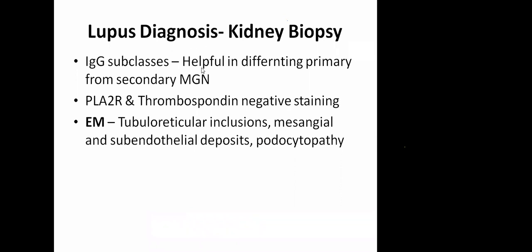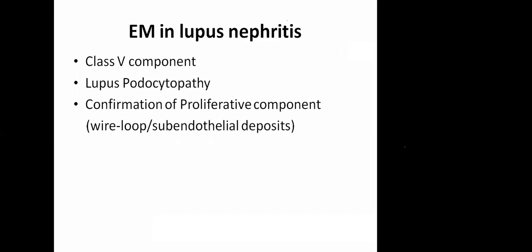So in lupus, the role of EM is practically for diagnosing lupus podocytopathy and for demonstrating if there are any tubuloreticular inclusions or mesangial or subendothelial deposits. In lupus nephritis, many times I ask for EM if morphologically I feel it is a class 5 lupus nephritis. But if I'm not sure whether these deposits are throughout along the capillary loop or they are in the mesangium, then I'll ask for EM, because as I've told you, exact localization of deposits is done only on electron microscopy. Or in lupus podocytopathy, EM will be important because it will demonstrate podocytic foot process effacement.